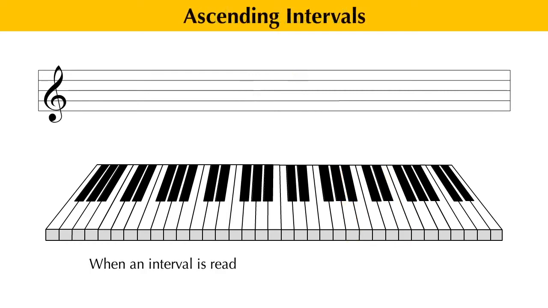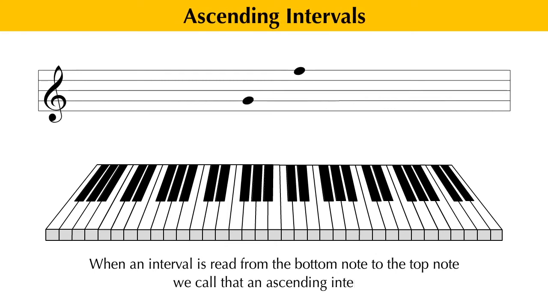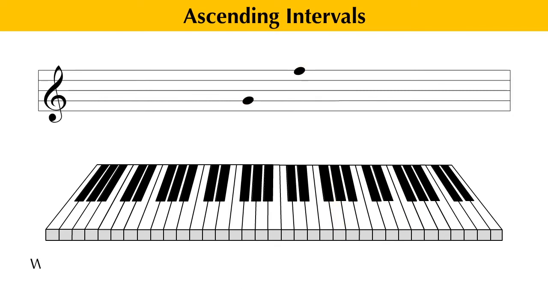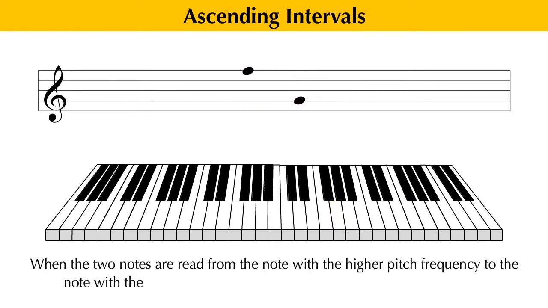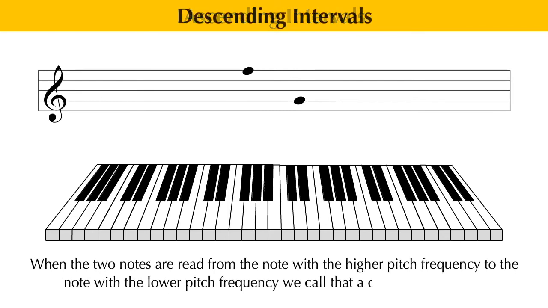When an interval is read from the bottom note to the top note, meaning the note with the lower pitch frequency to the note with the higher pitch frequency, we call that an ascending interval. When the two notes are read from the note with the higher pitch frequency to the note with the lower pitch frequency, we call that a descending interval.